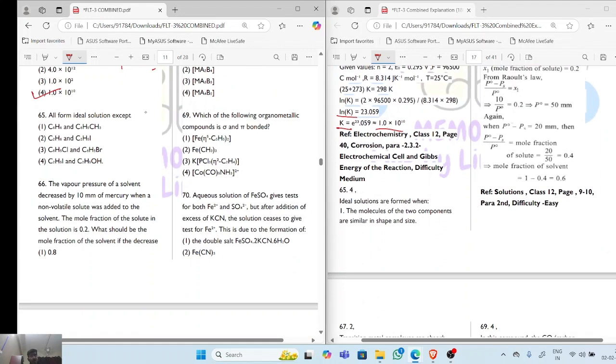Now comes question number 65. All form ideal solution except... The options are: benzene and C6H5CH3, benzene and toluene; then ethane and C2H5I; then chlorobenzene and bromobenzene; then C2H5I and ethanol.